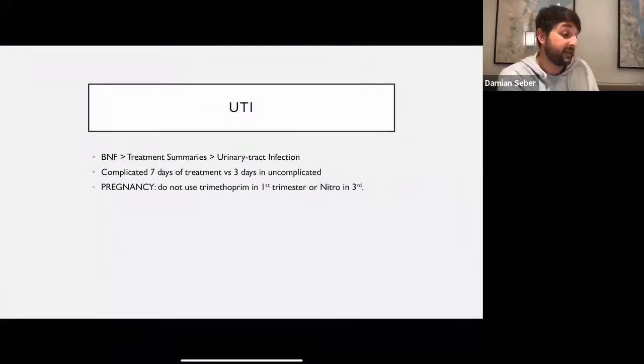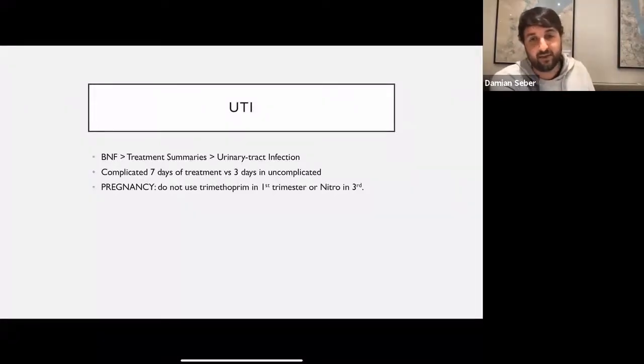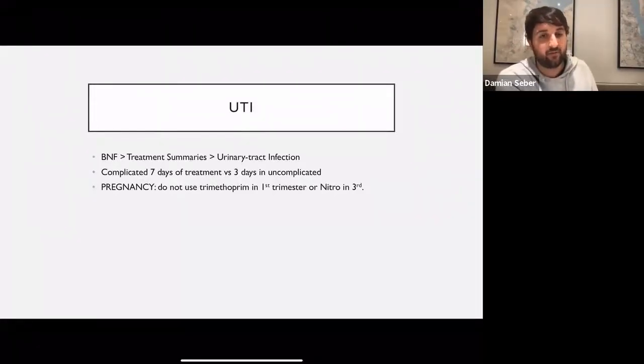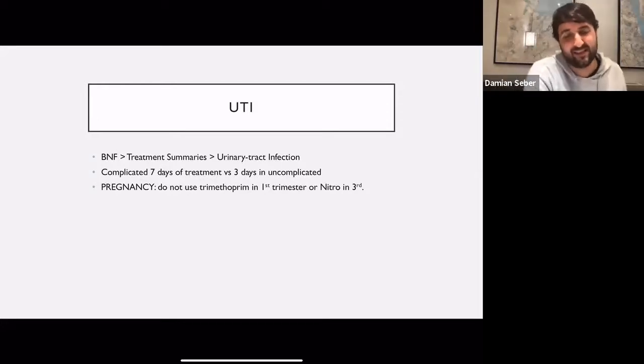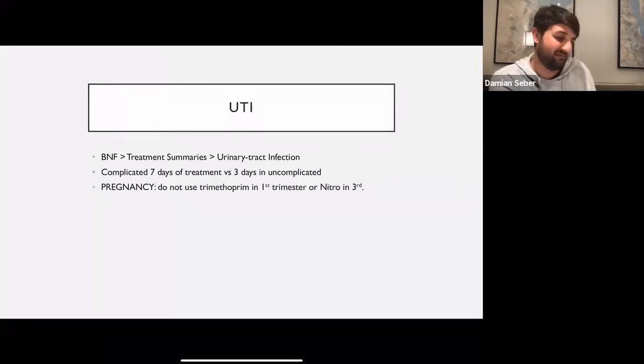So a note on pregnancy: do not use trimethoprim in the first trimester or nitrofurantoin in the third. It's okay to use nitrofurantoin in the first and trimethoprim in the third, but obviously trimethoprim reduces the amount of folate, and you don't want to do that in someone who's pregnant in the first trimester anyway. And nitrofurantoin has been shown to cause congenital abnormalities, something like that, in the third trimester. It's all in the BNF.